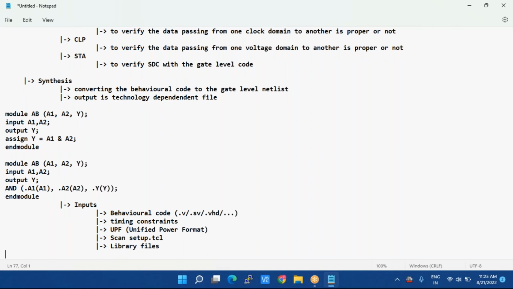So when we are talking about the basics of synthesis, we will be having all these required input files. Based on these input files, the synthesis will be performed, that means the conversion of behavioral code to the gate level netlist. That means this AND gate information will be picked up from the library file. Which gate to be used, what is the syntax, everything will be picked up from this library file.